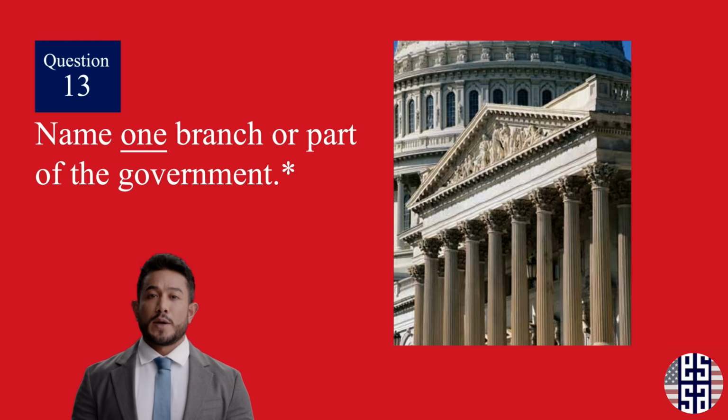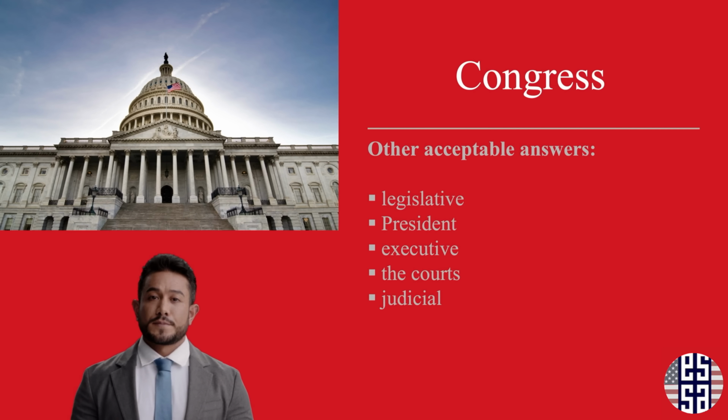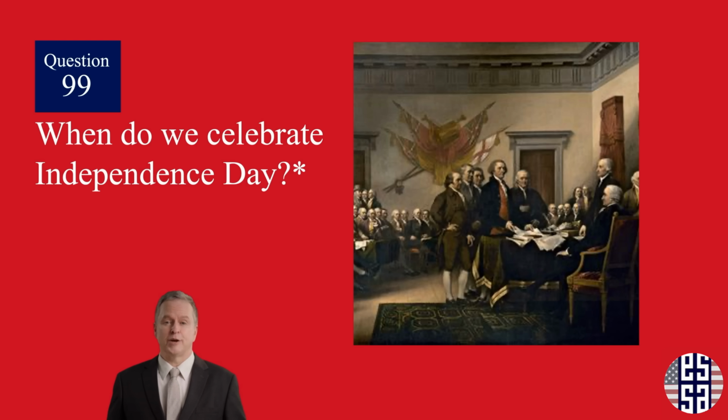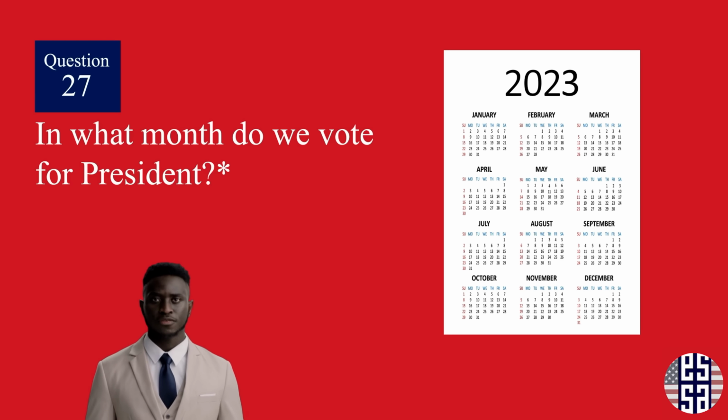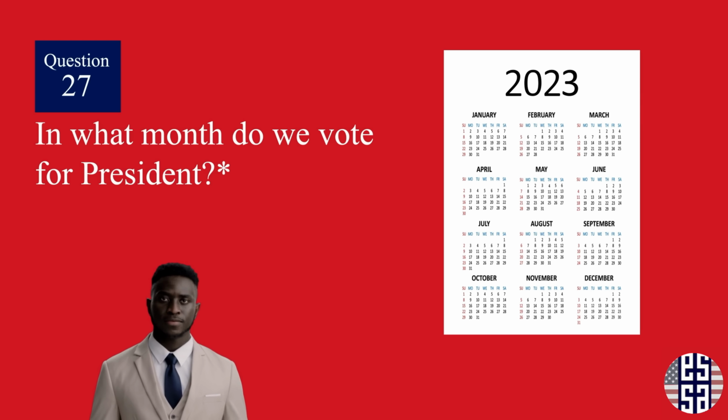Name one branch or part of the government. Congress. Other acceptable answers are legislative, president, executive, the courts, and judicial. But it is easiest just to remember, Congress. When do we celebrate Independence Day? July 4th. In what month do we vote for president? November. We vote for the president in November.